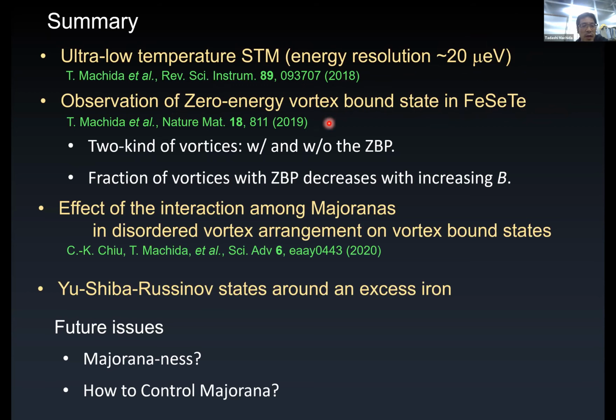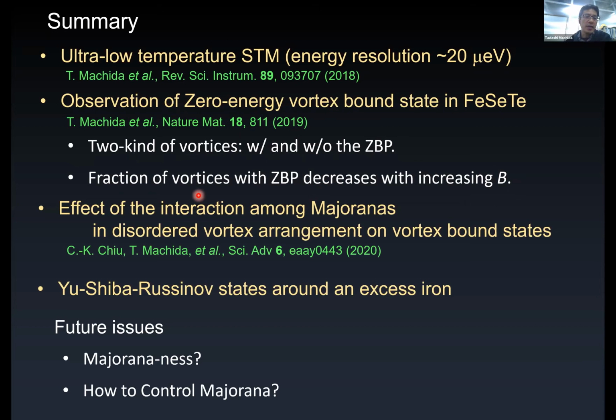And also, we found the coexistence of two kinds of vortices, one that has a zero energy peak, and the other that doesn't have the zero energy peak. And from the systematic measurements by using this STM, we also found that the fraction of the vortices with the zero energy peak systematically decreases with increasing external magnetic field.